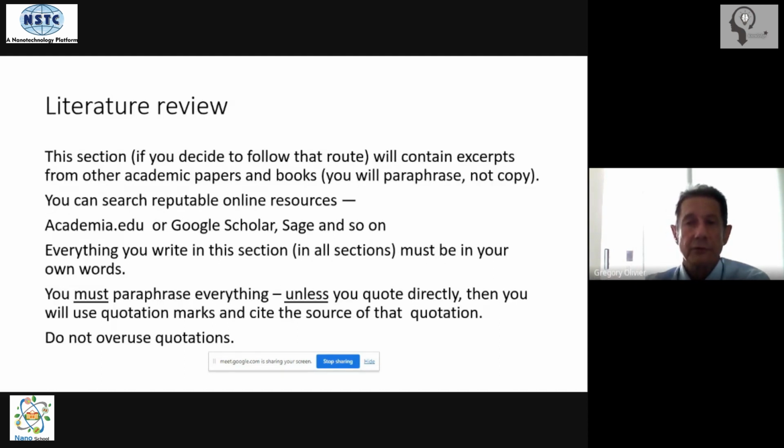Now we have Chapter 2, which is usually very long, and it takes a lot of effort to write and paraphrase everything. You are going to read academic material on the subject, on your topic. So you can use books from the library, you can use online resources, and please remember everything that you write in the whole paper must be in your own words. You must paraphrase everything.